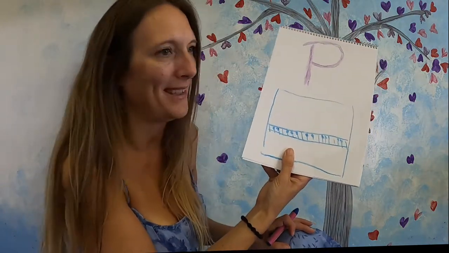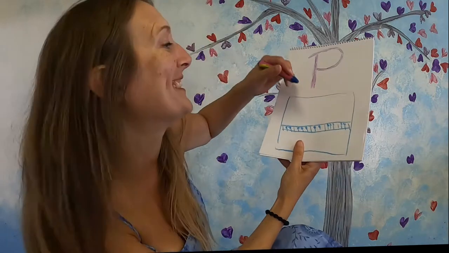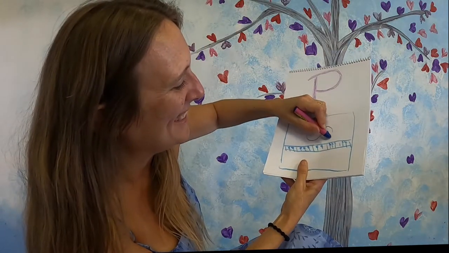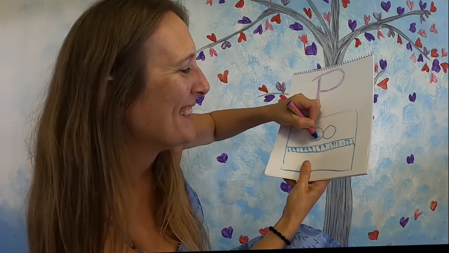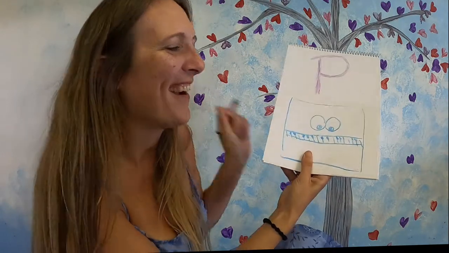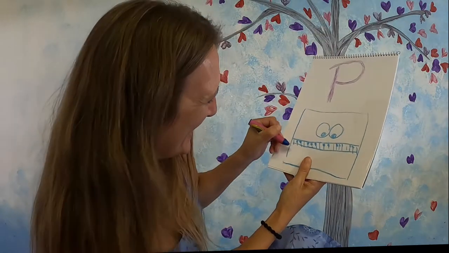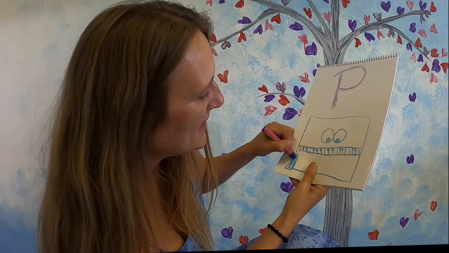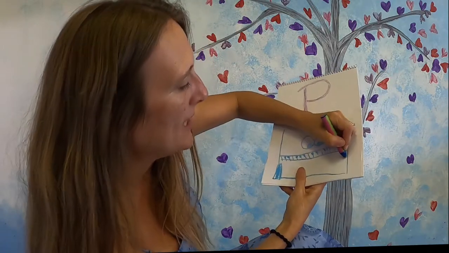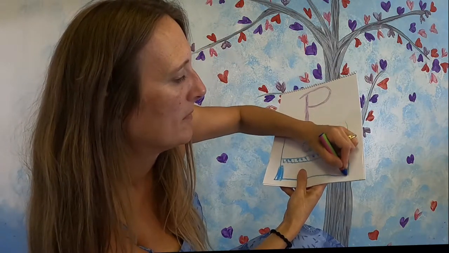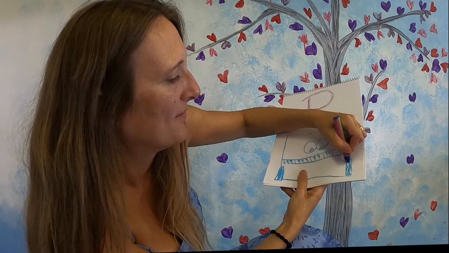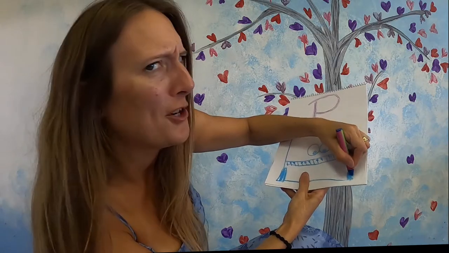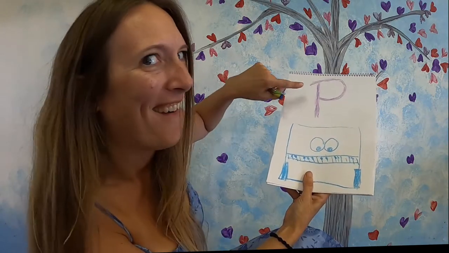Our piano, well he's alive, he needs some eyes, doesn't he? Circle, and a circle, and little round eyeballs. Now he needs to have some legs to stand on. So let's draw some legs on the bottom. How's your piano coming along? What letter does a piano start with? Oh, P.